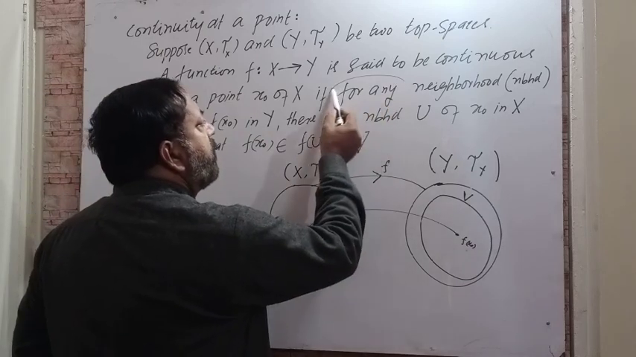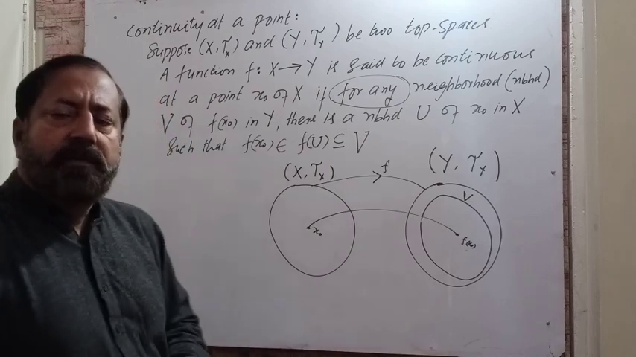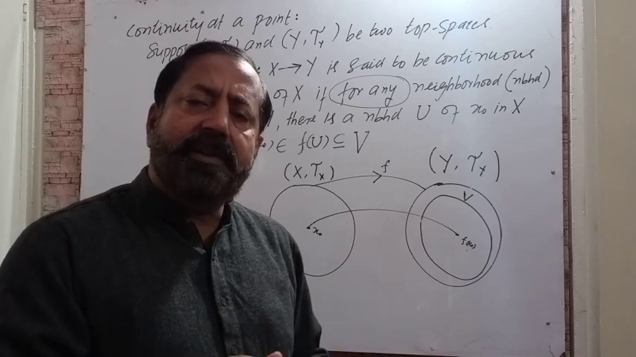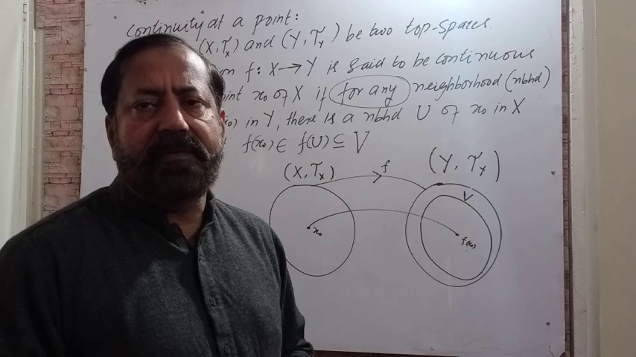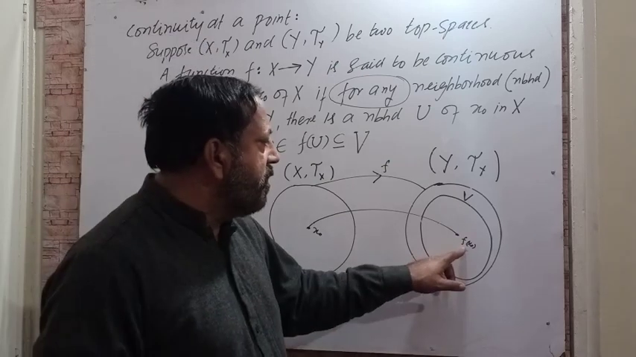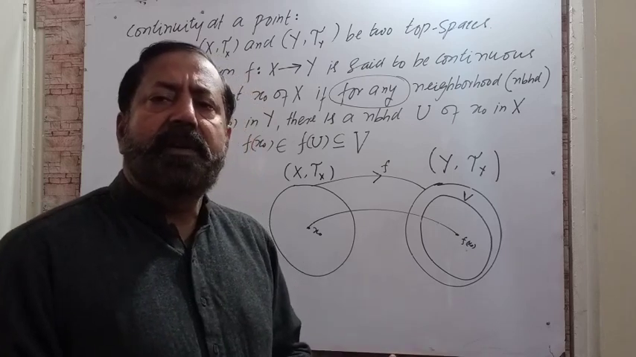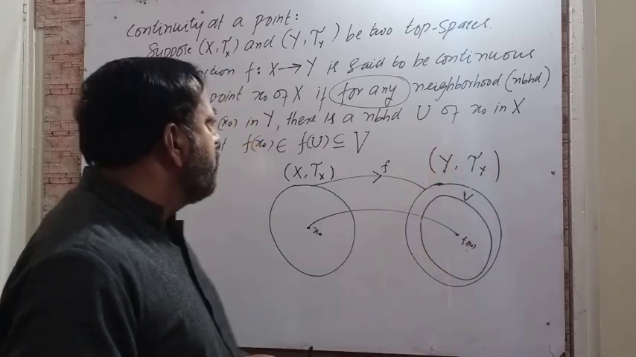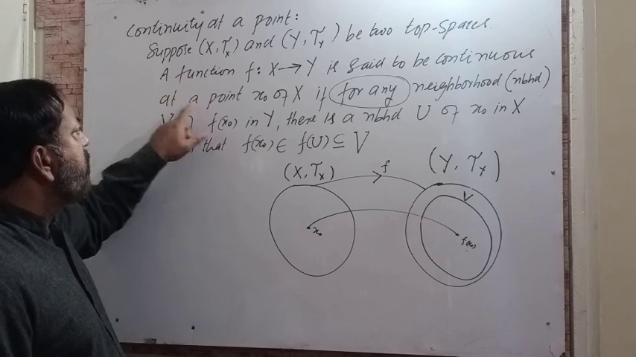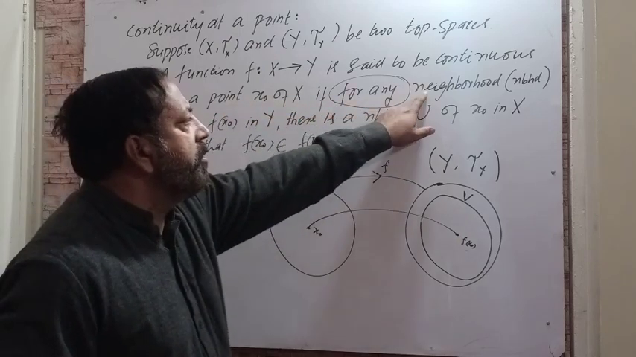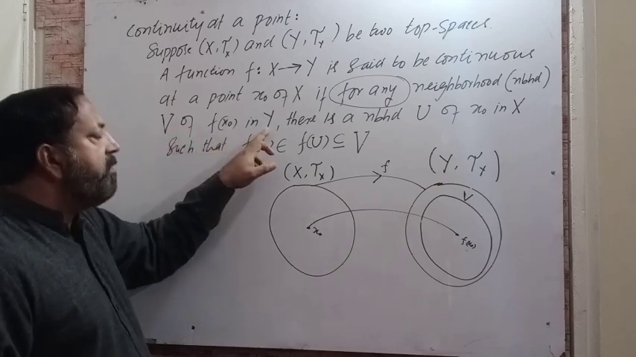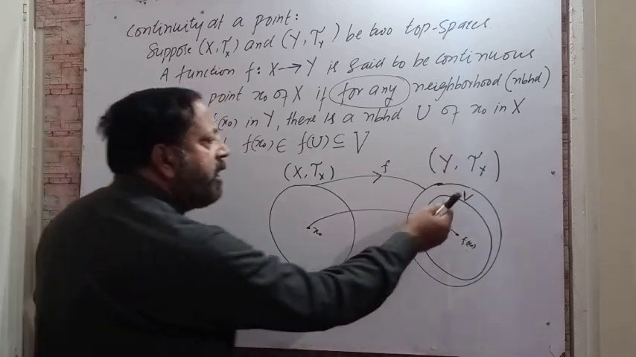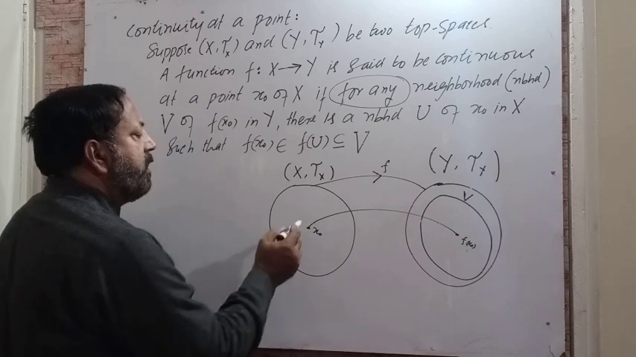This word is very important. For any, whatever neighborhood you choose of f(x₀), better to list all the neighborhoods of f(x₀) in τy, here in Y. So a function is continuous at a point x₀ of X if for any neighborhood V of f(x₀) in Y, there is a neighborhood U of x₀. This means that corresponding to this neighborhood V, there must be a neighborhood U of x₀.